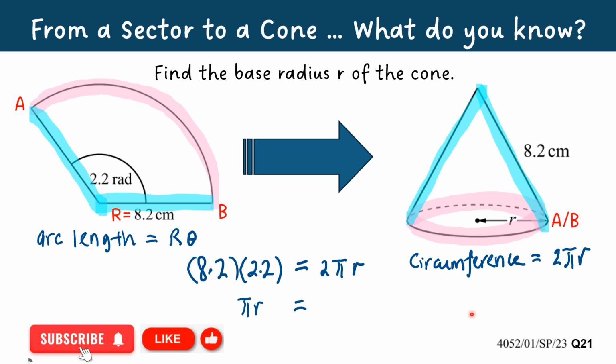I should be able to get 9.02. By using the calculator value of pi, I will be able to get the value of r of the base circle easily, which is 2.87. In this case, I will leave the answer in 3SF. So this part here is quite easily done.